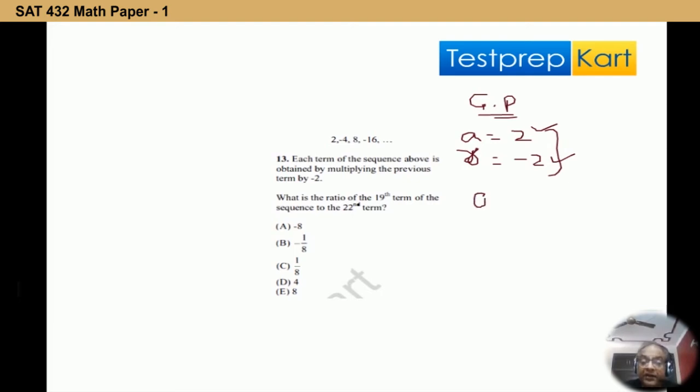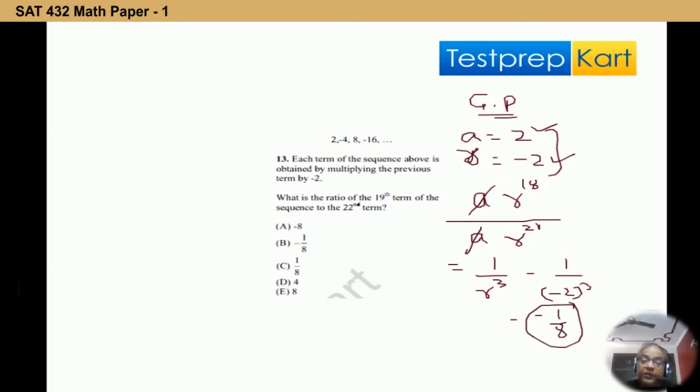Now what will be the 19th term as per the GP? By the formula ar to the power n minus 1, that gives you ar to the power 18. And what about the 22nd term? That will be ar to the power n minus 1 again, so ar to the power 21. Now you can cancel a with a, and this gives you 1 upon r cube. Now substitute r as negative 2. So this will be 1 upon negative 2 whole cube, and that's negative 1 by 8.